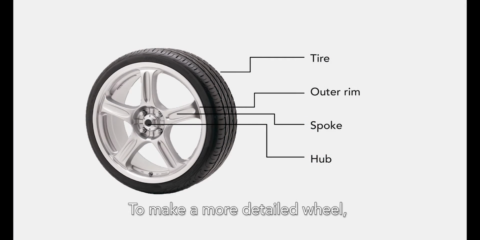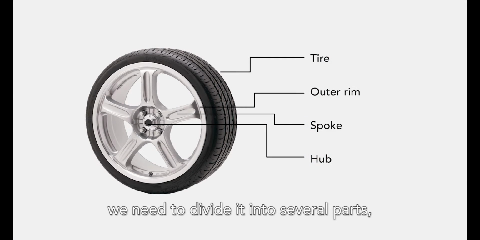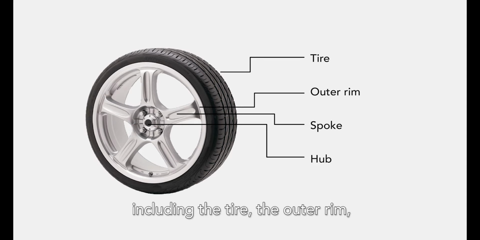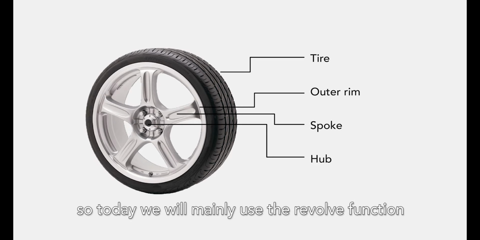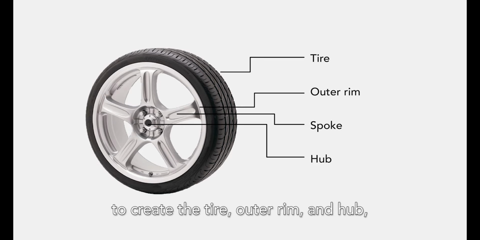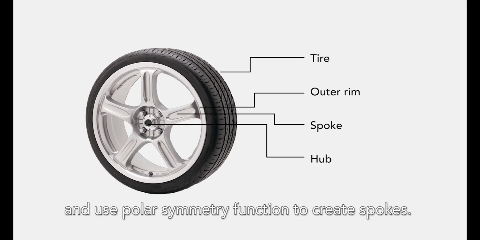To make a more detailed wheel, we need to divide it into several parts, including the tire, the outer rim, the spokes, and the hub. Most of them are close to the cylinders, so today we will mainly use the revolve function to create the tire, outer rim, and hub, and use polar symmetry function to create spokes.